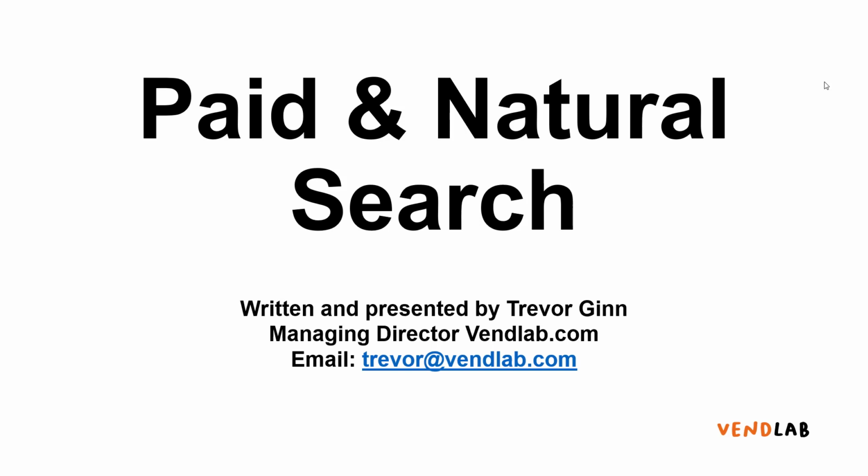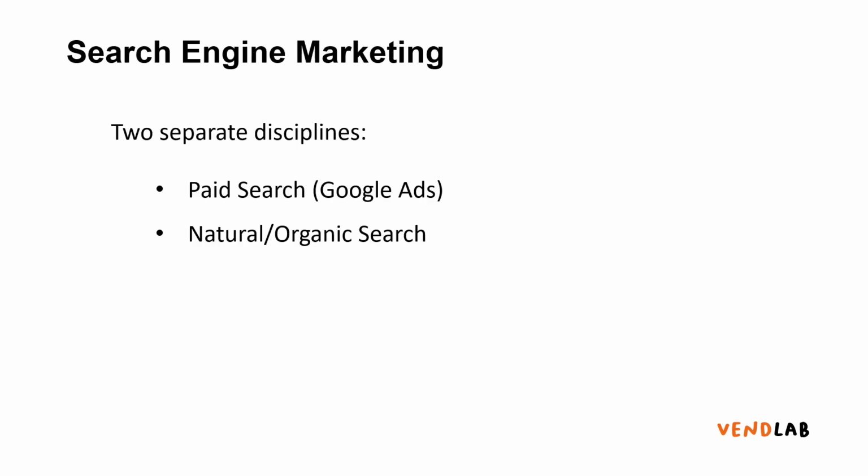In this video, we'll be talking about the difference between paid and natural search. The discipline of search engine marketing is divided into two separate but related disciplines: search results that are free and search results that are paid for. The paid search results are Google Ads. You also have paid results on other search engines, for example Bing.